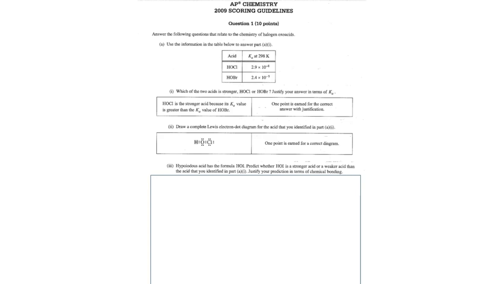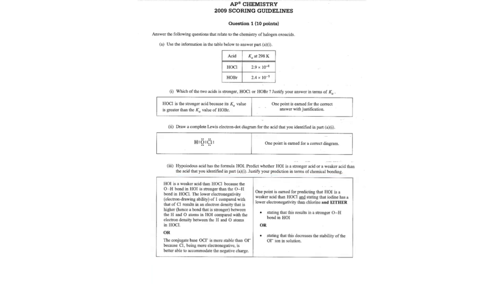So the iodous has the least strongly pulled away electrons, therefore more electron density, therefore stronger bond, therefore a weaker acid. That's a mouthful. They termed it this way. I'll just say HOI is a weaker acid than HOCl because the OH bond in HOI is stronger than the OH bond in HOCl. So that's clear. To be a stronger acid, you need a weaker bond because it dissociates more. The lower electronegativity, that's the electron drawing ability of I, compared with the chlorine, results in more electron density in that bonding region. That makes it a stronger bond. You could also explain it in terms of the conjugate base, but I didn't.